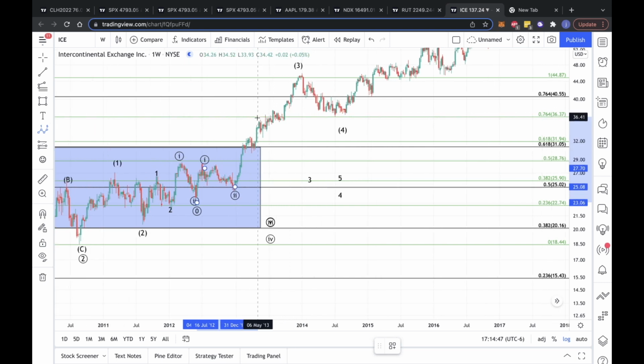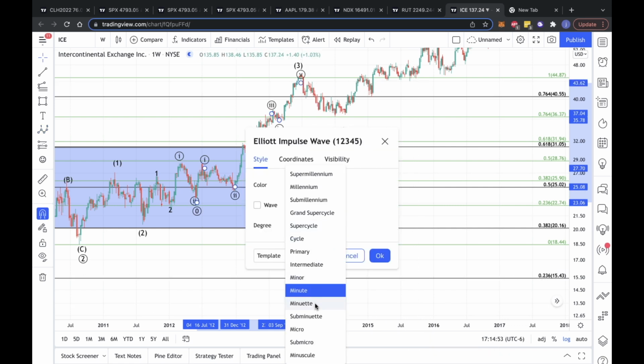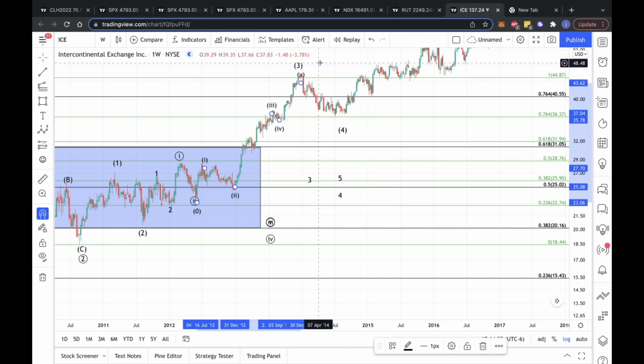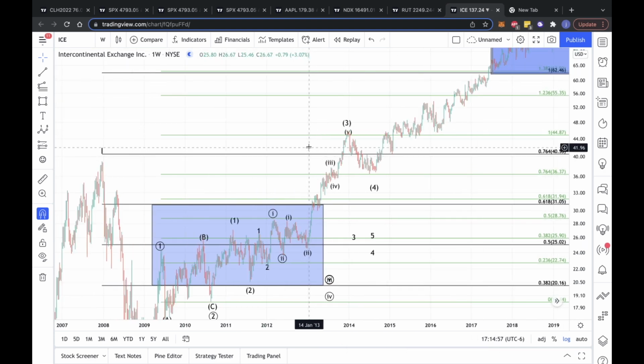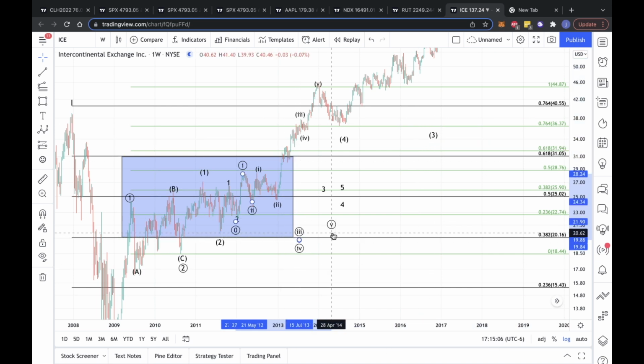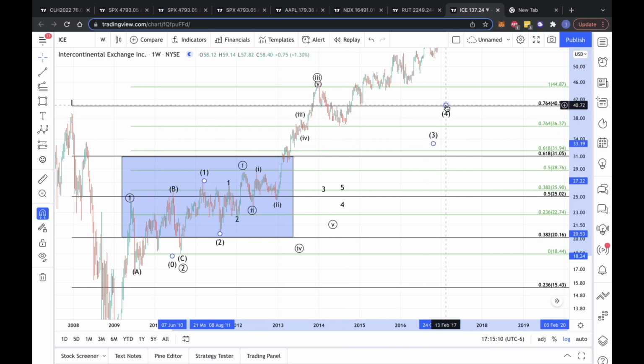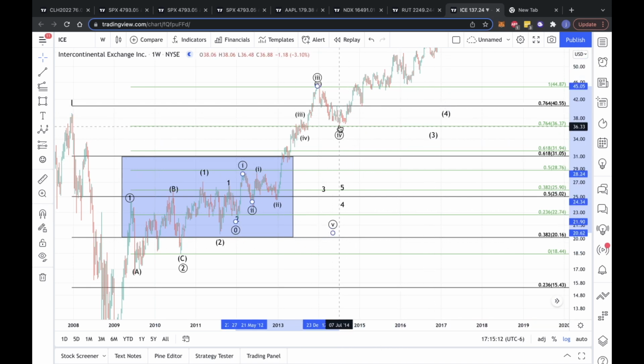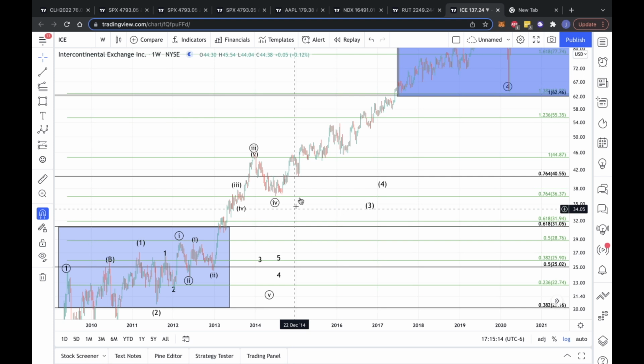We don't typically count so many 1-2s, but this is sort of interesting here in this case. Notice here, when we count out the 1-2s, we're only at this degree here, which suggests that this would be the top of this third wave. Pull back in a fourth. Then we have 5 up here.